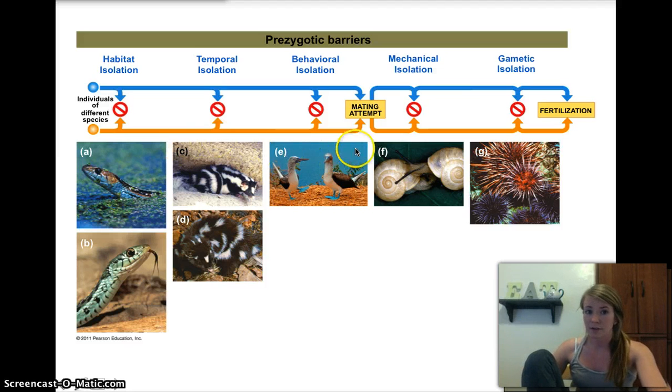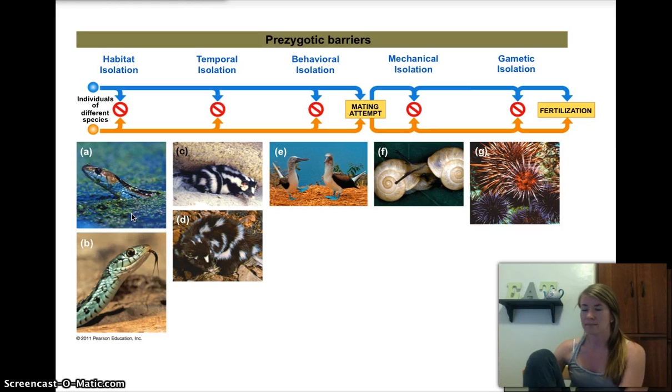Now let's say that none of those happen. So they're not in different spaces, they don't mate at different times, and they don't have different reproductive behaviors. They may try to mate. And one possibility of what could happen would be mechanical isolation. So that means that they just actually can't mate together. For example, these are two different species of snails, and their genital openings cannot align with each other. So no matter if they really, really wanted to reproduce, they couldn't make it happen. Their genitalia does not match each other.